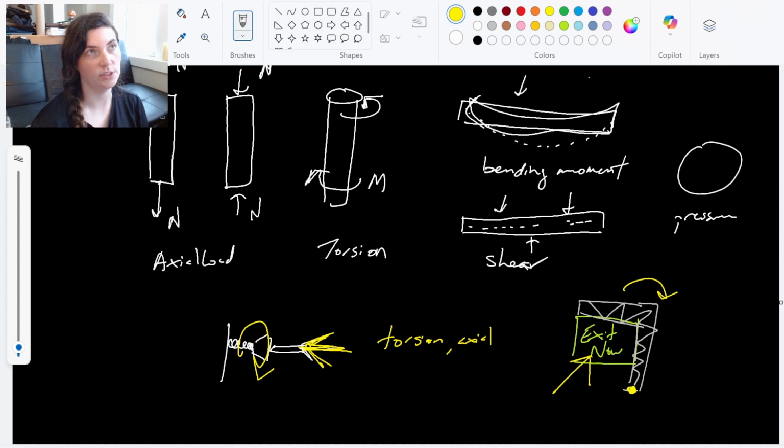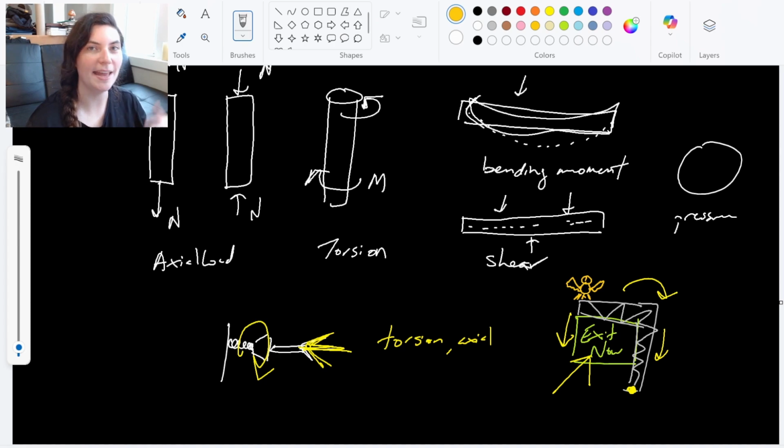Or, say the weight of the sign itself. The weight of the sign itself can cause a bending moment, right? So there's a bending moment. There's axial load from the weight of the sign itself. A bird can come land on it, and increase our axial load, and our bending moment on our traffic signs, right?